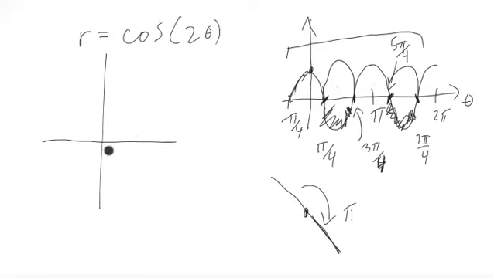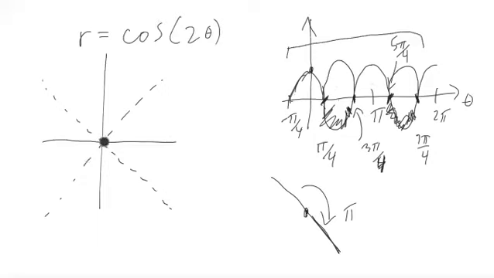So let's start thinking about this. As theta goes, in fact, we can even draw some lines. From negative pi fourths to positive pi fourths, we'll have a leaf. As we go from pi fourths to 3 pi fourths, another leaf, and from 3 pi fourths to 5 pi fourths, we'll have a leaf. 5 pi fourths to 7 pi fourths, we'll have a leaf.